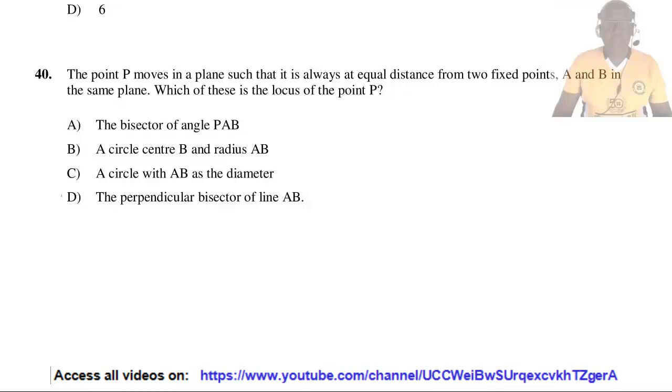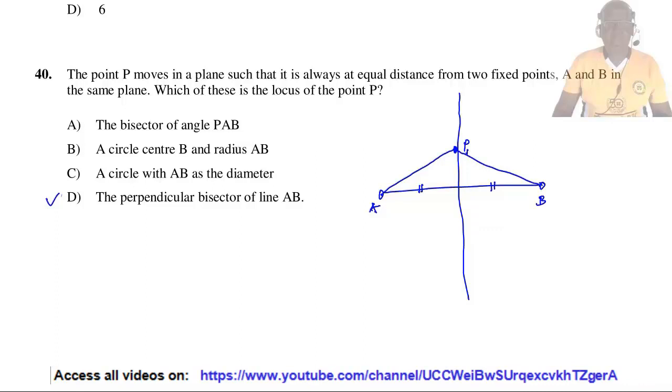Question 40. The point P moves in a plane such that it's always equal distance from two fixed points A and B in the same plane. Which of these is the locus of the point? The answer is D. The perpendicular bisector of the line AB. That's the line AB, and that's the perpendicular bisector. Therefore, this distance equals this distance. For a point on the line P1, AP1 will be equal to BP1. For the point P2, AP2 will be equal to BP2.